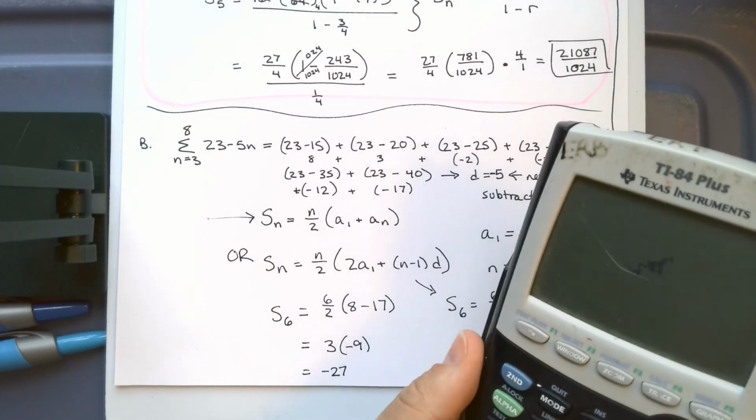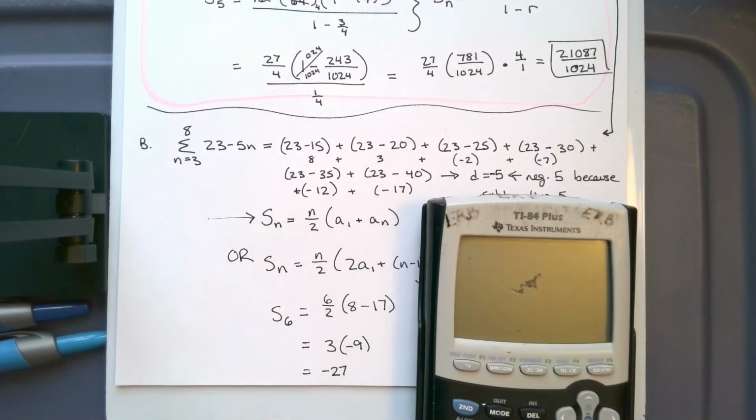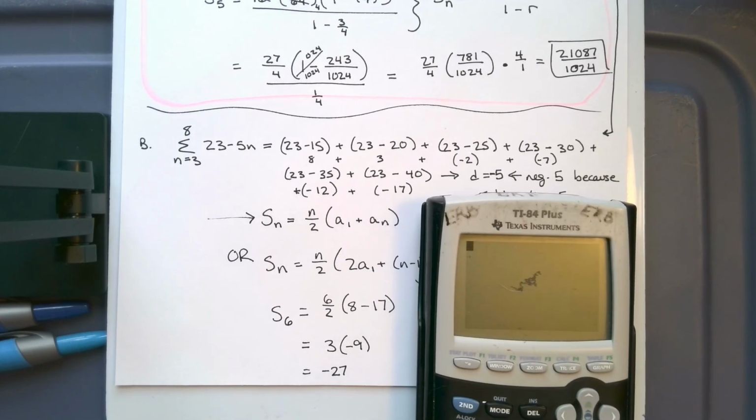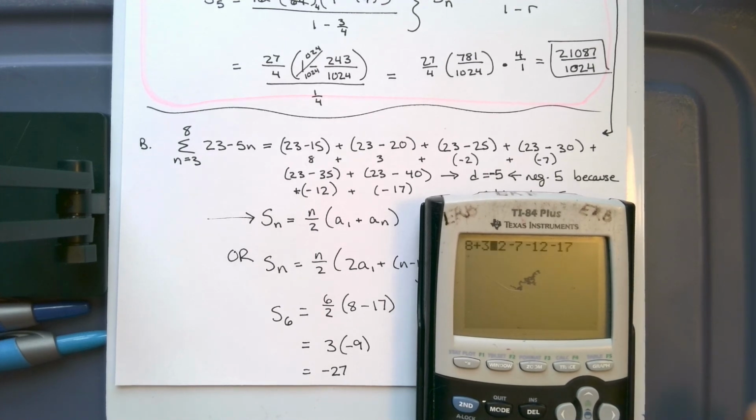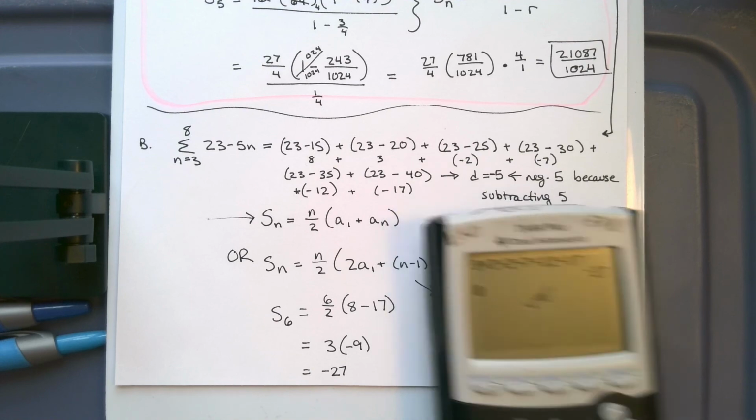So, put that flat here. 8 plus 3, minus 2, minus 7, minus 12, minus 17. Uh-oh, what'd I do? Classic mistake. I put a negative sign when I should have put a subtraction sign. There we go, negative 27.